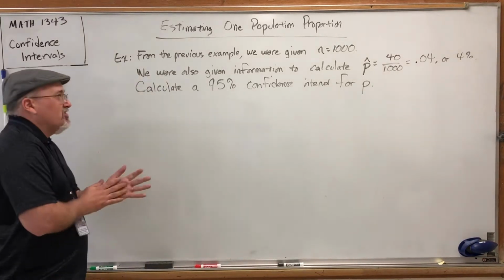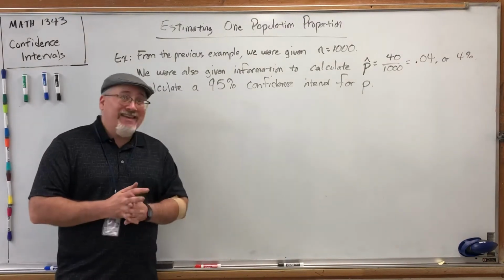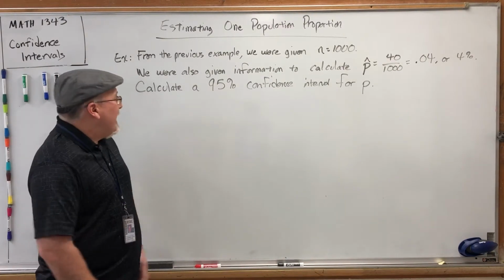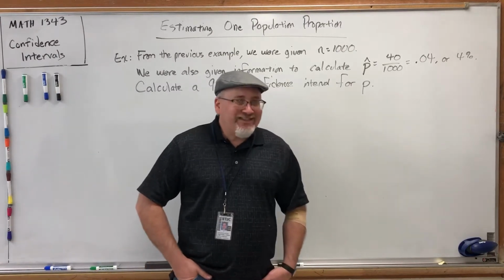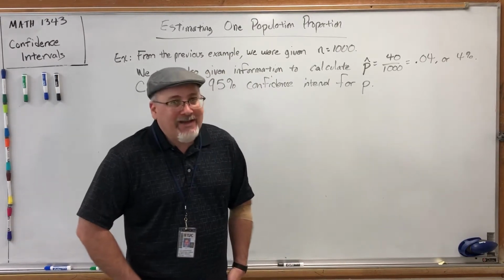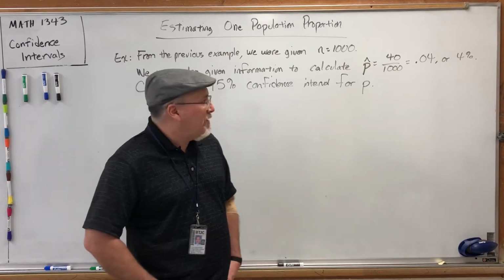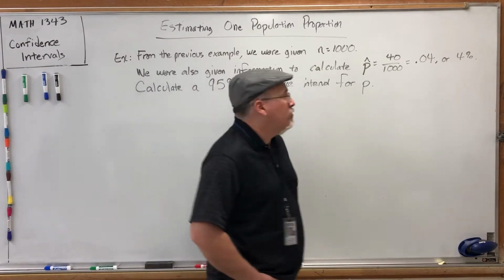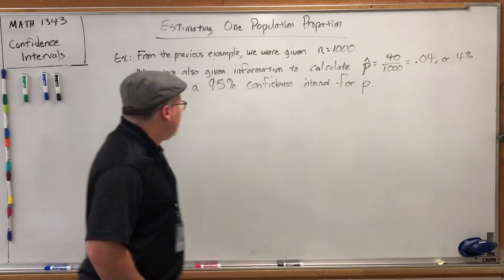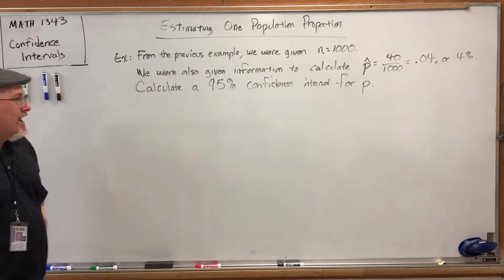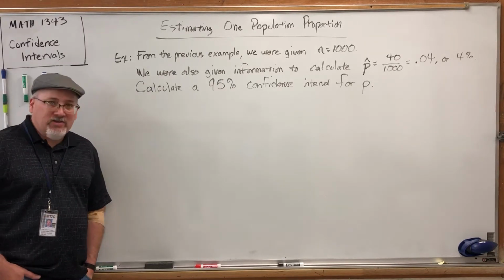From the previous example, we were given a sample size of n equals 1,000. And we were also given information to calculate p hat, the percent of the sample that has a characteristic, or the proportion of the sample, 40 out of 1,000, which is equal to 0.04, or as a percentage, 4%. Now we're actually going to calculate the 95% confidence interval for p.